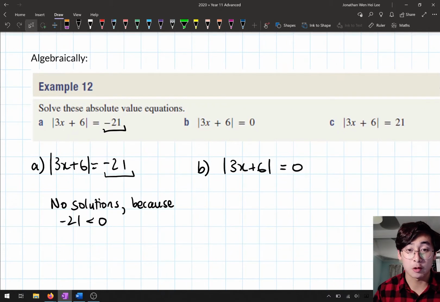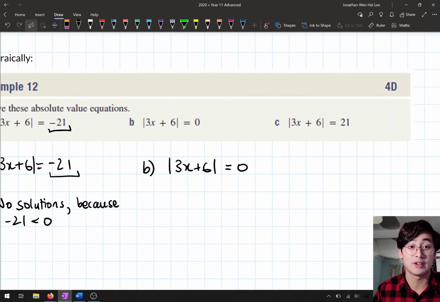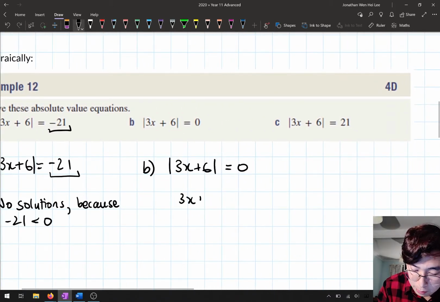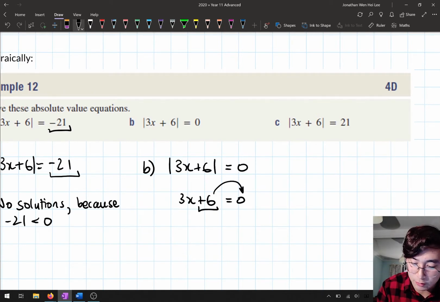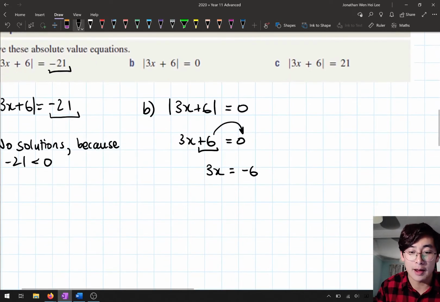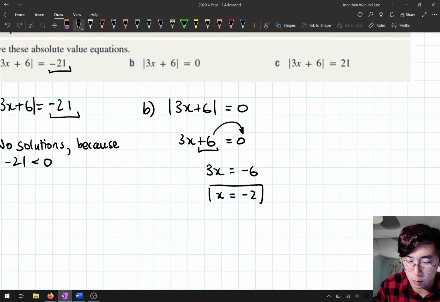Absolute value of 3x plus 6 is equal to 0 just gives me 3x plus 6 is equal to 0. So when I solve that, I move that minus 6 over to the other side. I've got 3x is equal to minus 6, and I divide both sides by 3. x is equal to negative 2 for this one. So here we've got one solution: x is equal to minus 2.